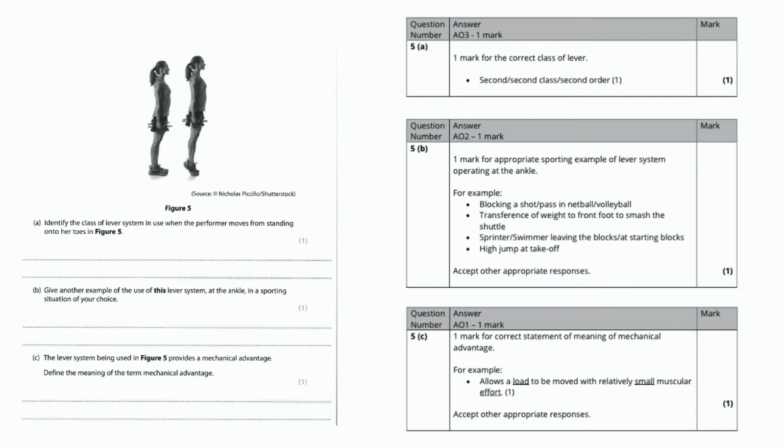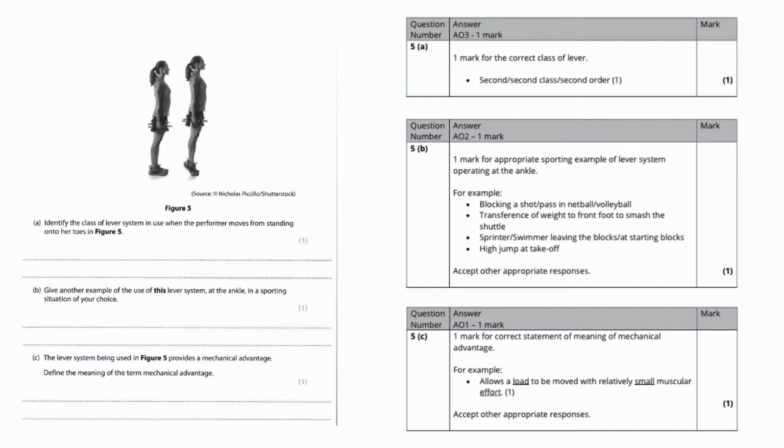The first question then, the first few are all 1 mark questions. First one, you can see an image. Identify the class of lever system in use when the performer moves from standing onto her toes in figure 5. So you can see she goes from flat-footed to up onto her toes. So that is clearly showing a calf raise. We know from the tables we looked at before, a calf raise is a second class lever system. So second class lever system is the answer.